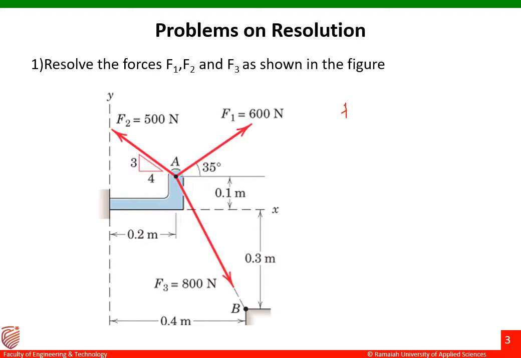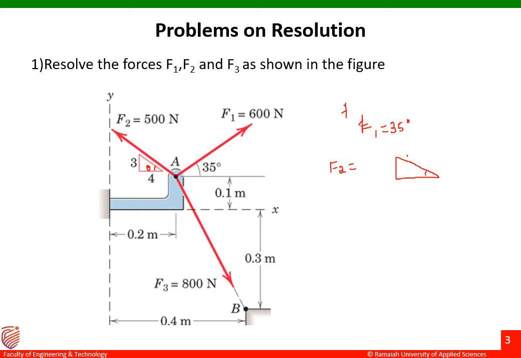Before proceeding with the problem, let me find out the angle made by each force here. F1 is making an angle of 35 degrees, sorry, not 30. There is no problem with F1. Let me go for F2 here. The F2 angle is not given but the slope is given.